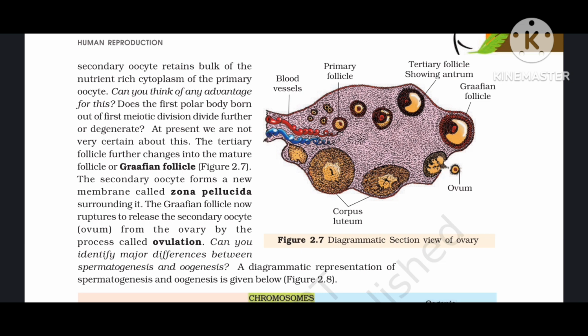The tertiary follicle further changes into the mature follicle or Graafian follicle. The secondary oocyte forms a new membrane called zona pellucida surrounding it. The Graafian follicle now ruptures to release the secondary oocyte (ovum) from the ovary by the process called ovulation.